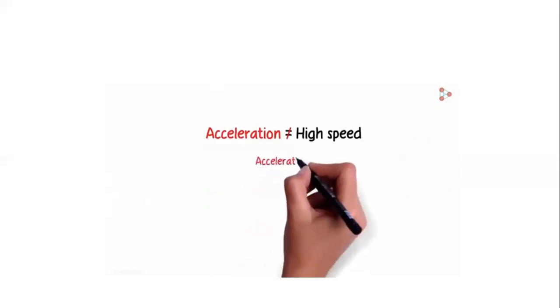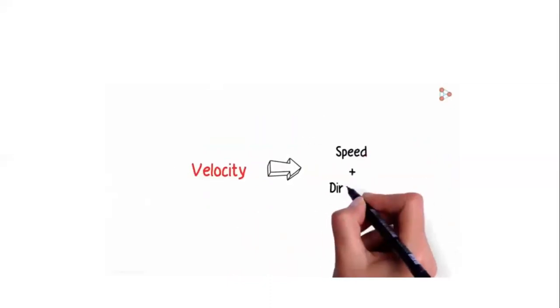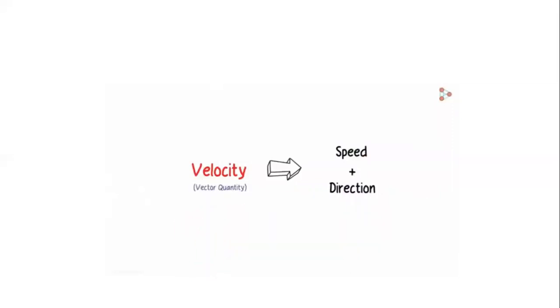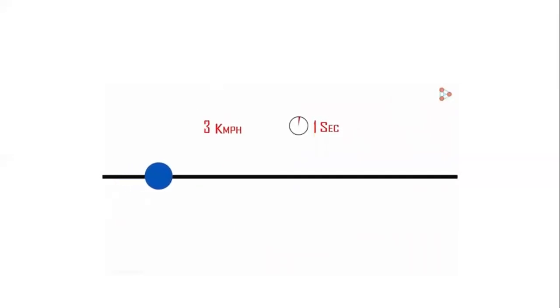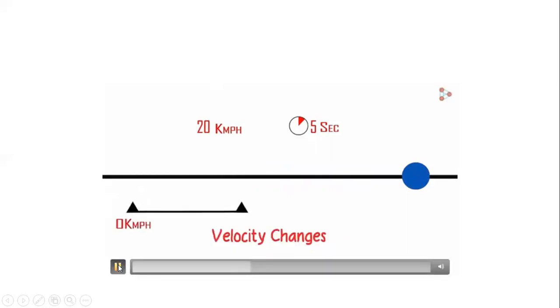Most people relate acceleration to high speed, and that's clearly not true. Acceleration will only exist when there is change in velocity. Do you remember what velocity is? It's speed with direction, and it's hence a vector quantity. Why is this important? Let's say a body moves from rest and reaches a velocity of 20 kilometers an hour in 5 seconds. Will acceleration be involved here? Yes, because the velocity is changing. It was 0 initially, and at the end of 5 seconds, it's 20 kilometers per hour.